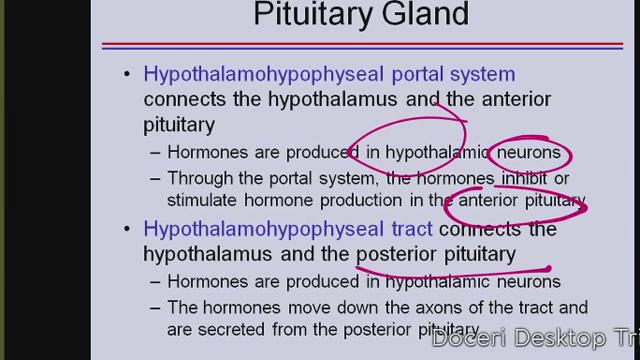Through the portal system, we look at the anterior. Through the portal system, hormones inhibit or stimulate hormone production in the anterior. Here in the posterior, the hormones move down axons of the tract and are secreted from the posterior pituitary. The fact that it uses axons rather than just stimulating hormone production shows that it's moving a slightly longer distance, down a nerve fiber.